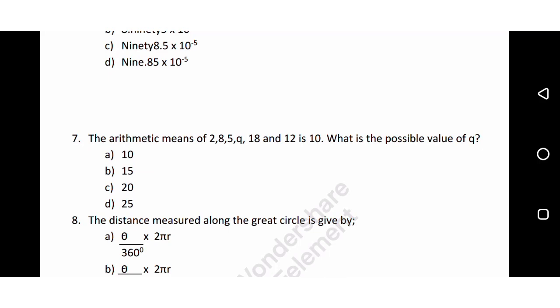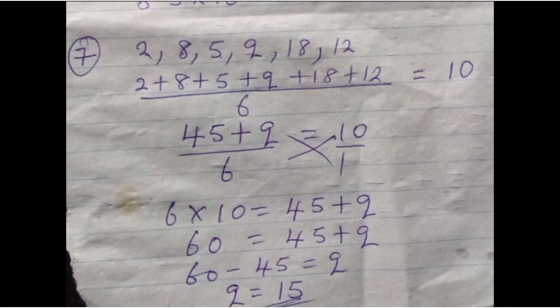The next question says the arithmetic mean of 2, 8, 7, 5, 9, 18 and q is 10. What is the possible value of q? So we're going to look at the possible value of q. So we have 2, 8, 5, 9 and so on and so forth equals to what? 10. How many numbers are there? There are 6 numbers over there, so you divide it by 6. So you cross multiply, have 6 times 10, then 49 plus q. So have 60 is equal to 49 plus q. Then 60 minus 49 equals q. Then we have q to be 15. So this is how to answer questions that have to do with mean. Mean means average, total number over the number counted. So that is what we mean by mean.